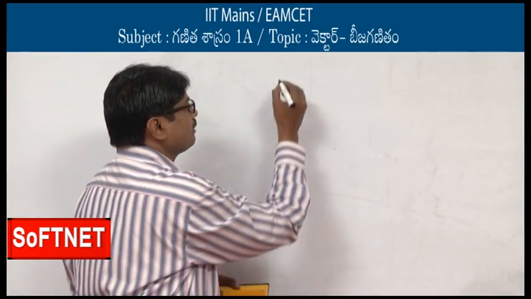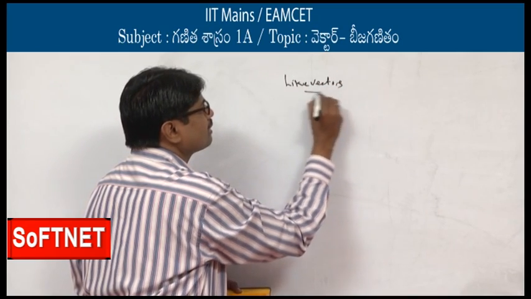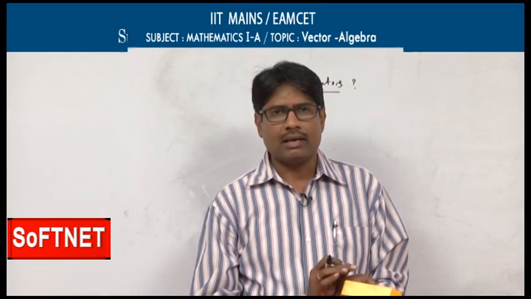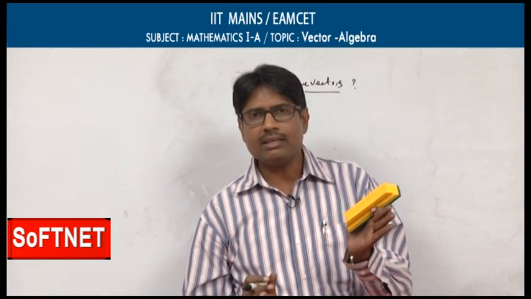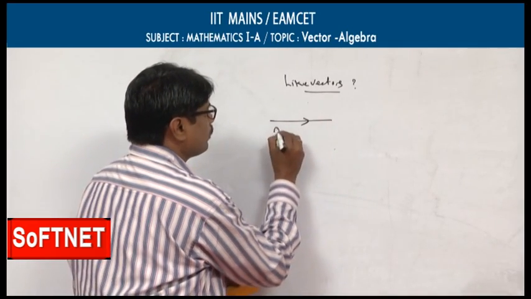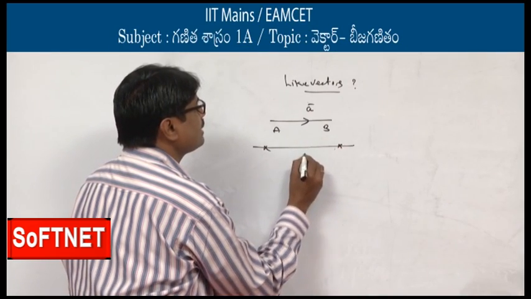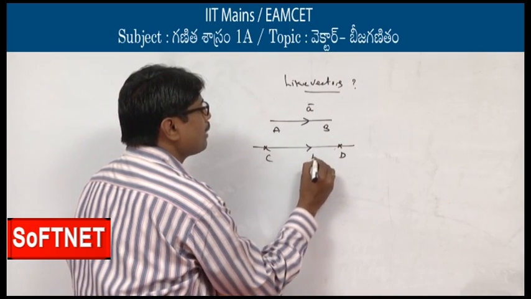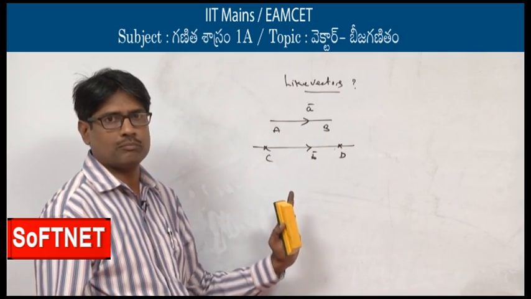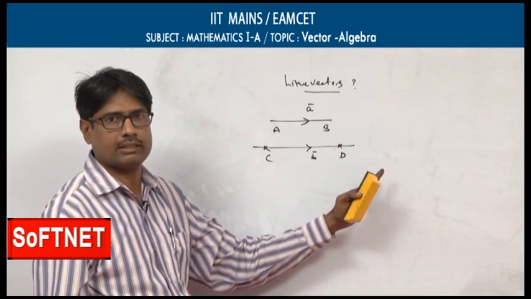Next, like vectors. What do you mean by like vectors? Vectors are said to be like vectors if they are in the same direction. For example, AB bar is equal to A bar and CD bar is equal to some B bar. They are in the same direction, not concerned with the magnitude.